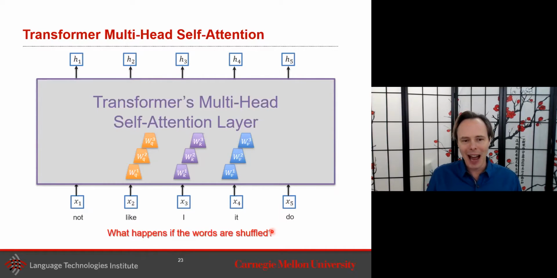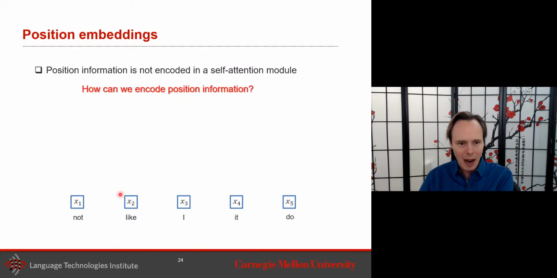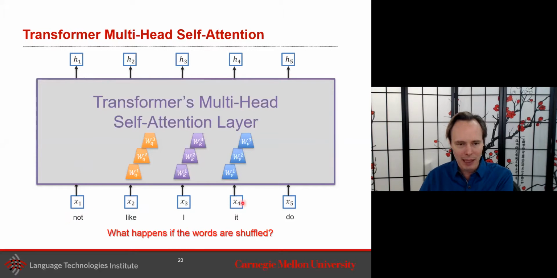And then I want to ask you this question. Think about it for a second. Remember the architecture of the transformer. What happens if I change the ordering of the sentence? So this H1, how different will it be? And how different is H3 when the sentence was in this ordering, compared to when I put it in this other order?